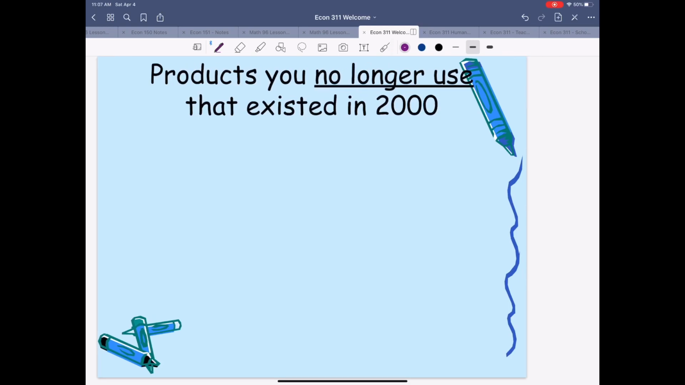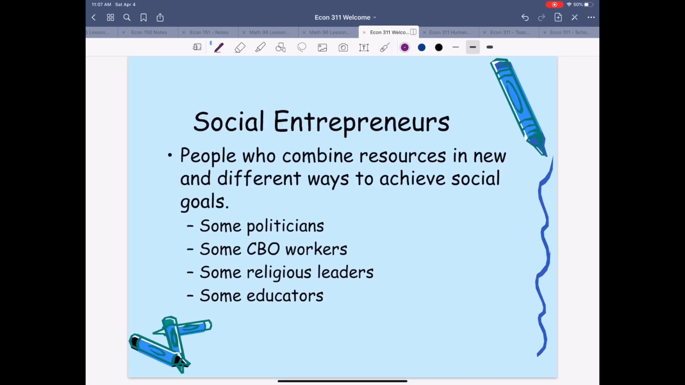Social entrepreneurs are people who combine resources in new ways to achieve social goals. So we saw some examples of those earlier, but we see politicians who are looking for ways to change the way society interacts, religious leaders, congressional budget officer workers, educators. All of these are people that combine resources and make efforts to affect society on a larger scale.